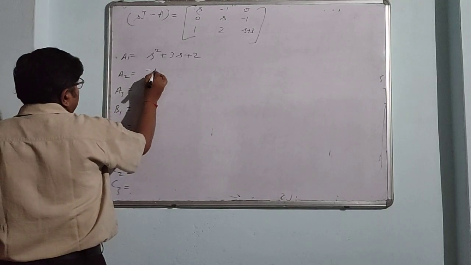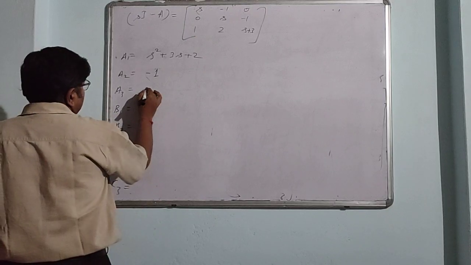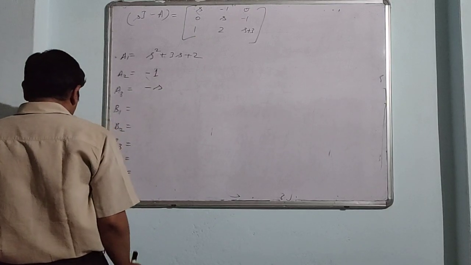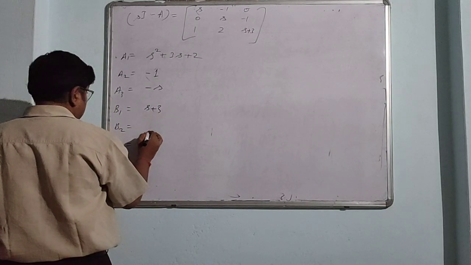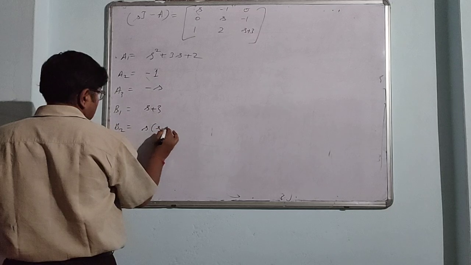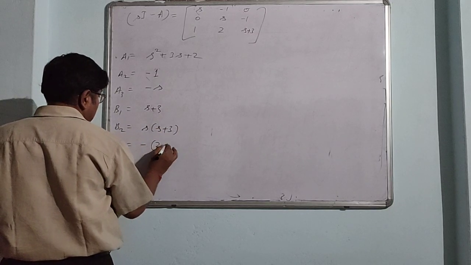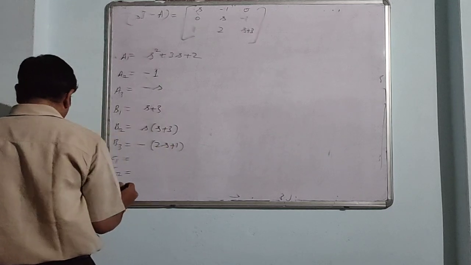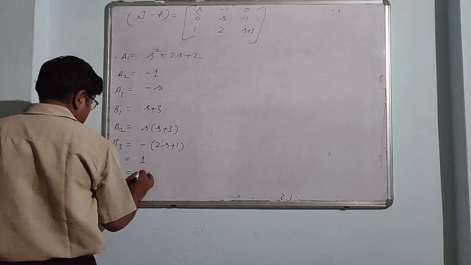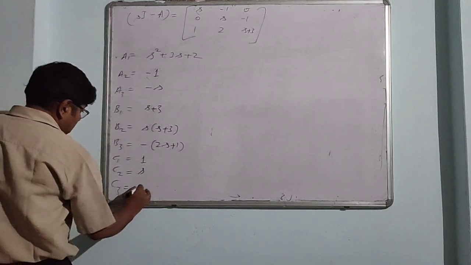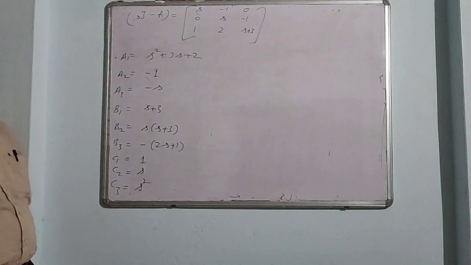Second cofactor is minus 1. Third one is minus s. Then B1 is s plus 3. B2 is s plus 3. B3 is minus s plus 1. And C1 is 1. C2 is s. C3 is s square. So these are the cofactors.